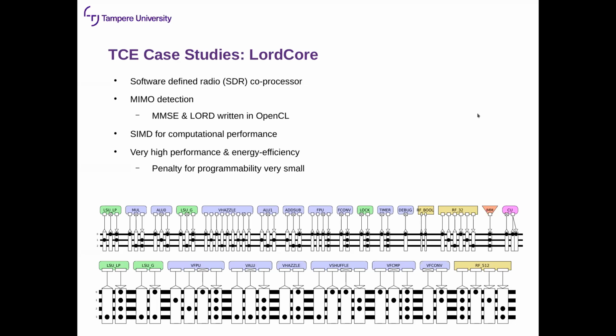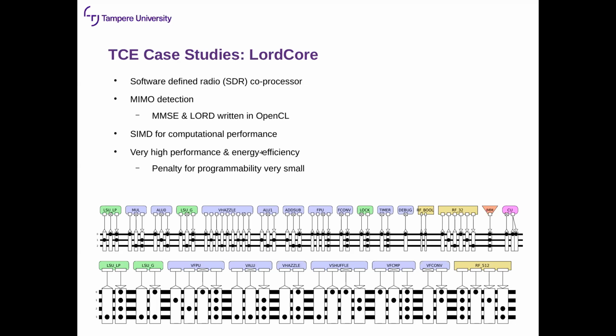But in this specific core, we basically have two sides separated here. So this upper side is scalar data path, where we have 32-bit values on the buses and between function units. And the lower side is basically a SIMD data path with 16 times 32-bit instructions or vectors. And basically the SIMD is there to get computational performance and exploit this instruction level parallelism.